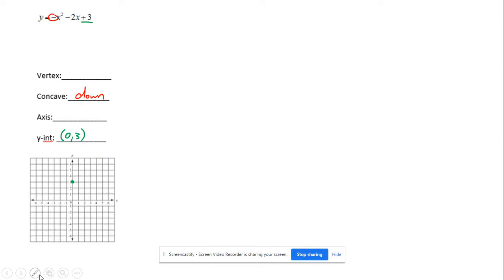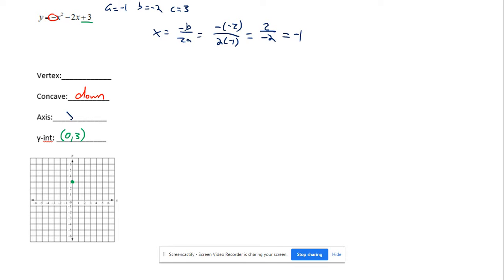Now to answer the rest of this, I label what is A, B, and C. So A was negative 1, B was negative 2, and C was 3. To find the axis of symmetry, the x-coordinate, I use my formula negative b divided by 2a. So negative, negative 2 divided by 2 times negative 1. A lot of negatives in this problem, right? Negative, negative makes that positive 2 divided by negative 2. And so I end up with an axis of symmetry of x equals negative 1.